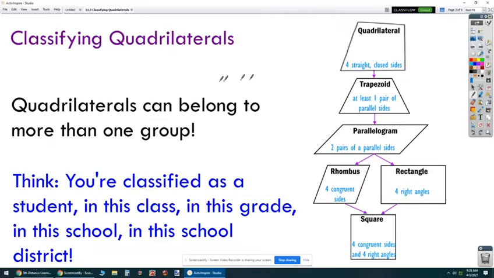Is to know that quadrilaterals can belong to more than one group at a time. And think about yourself, right? You are actually classified, see that word class in there? You're classified as a student. You're also classified by being a member of this particular class, in this particular grade, in this particular school district, right? Those are ways we can classify you. You're in all those groups all at the same time.